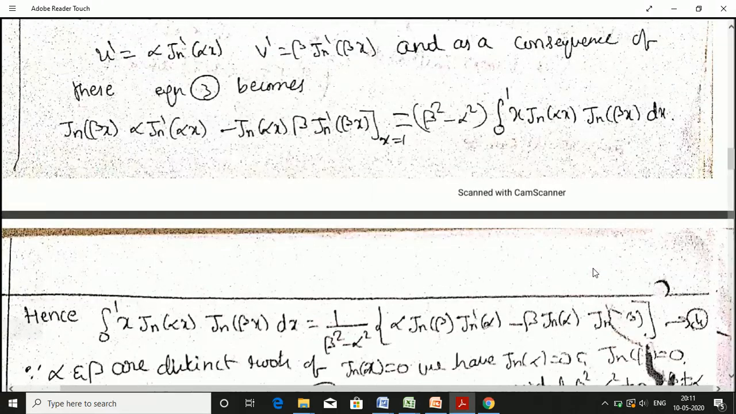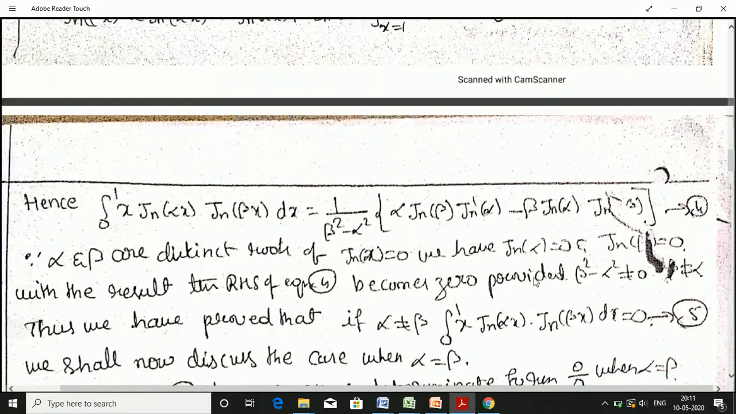Hence, the integral from 0 to 1 of x·Jn(αx)·Jn(βx) dx is equal to 1 over (β² − α²) times [αJn(β)Jn'(α) − βJn(α)Jn'(β)], taking x equal to 1. We'll call it equation 4.